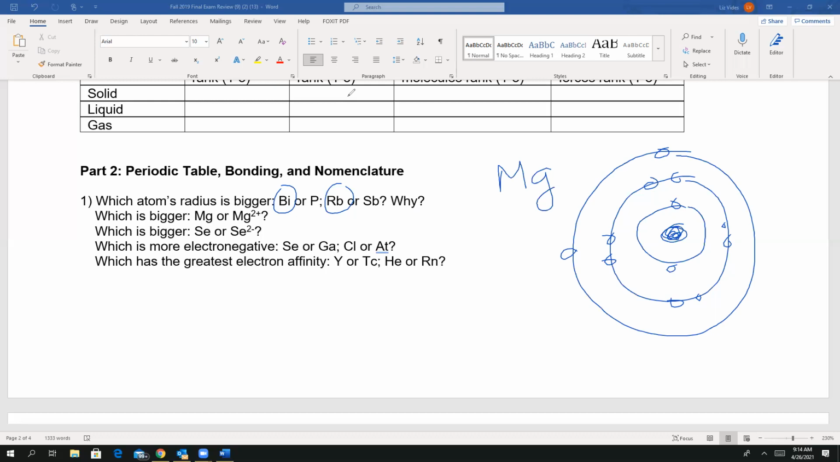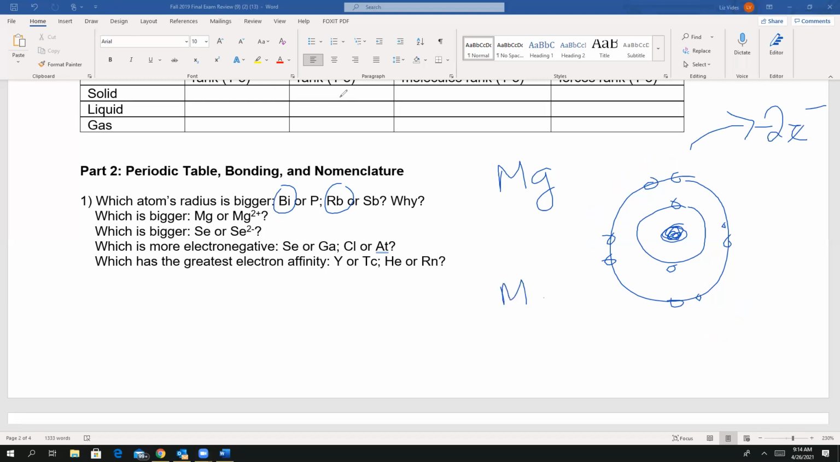Okay. So when magnesium becomes an ion, those 2 electrons are gone, right? Which means this whole layer is gone. So that before was magnesium. This is now magnesium 2 plus, right? So which one was larger? Magnesium, right? All right, let's clear that.